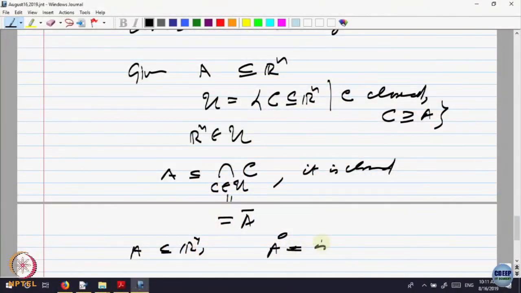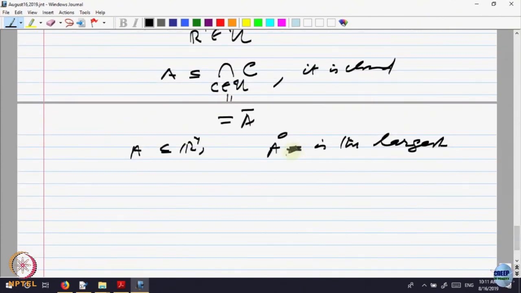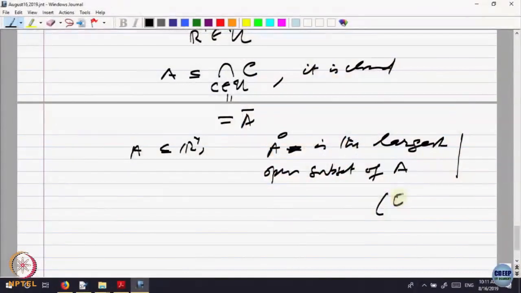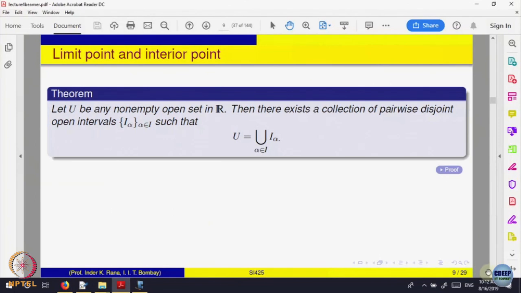So, try if you like, try to prove it. A interior is the largest open subset of A. You can deduce it from here also if you like. So, what we are saying is look at all open subsets which are inside A, take their union, that must be A interior. Okay. So, this is nice playing around with sets and definitions. So, I am leaving this also as an exercise, because we do not really need it, but it is good. It will help you to understand interior points and open sets and so on.